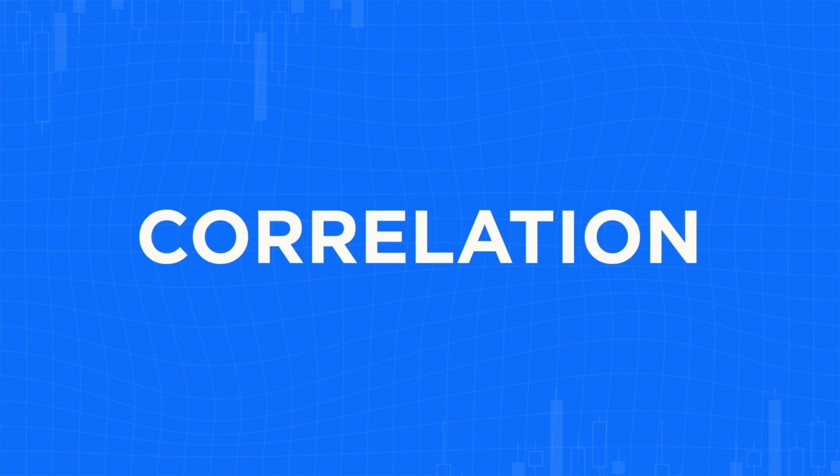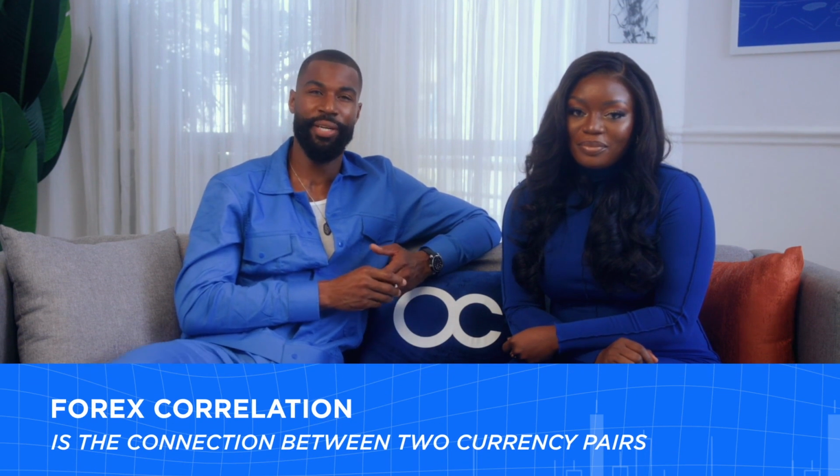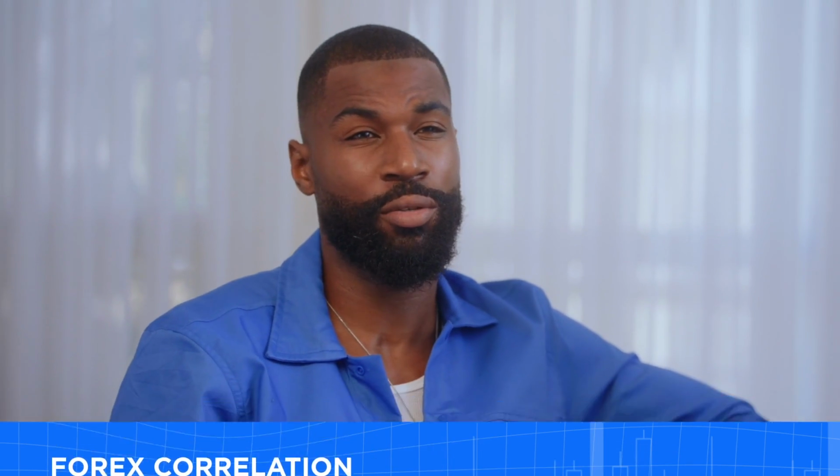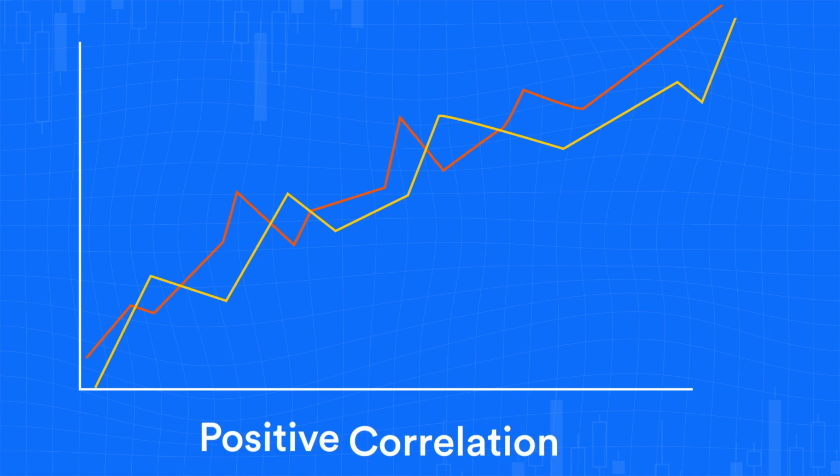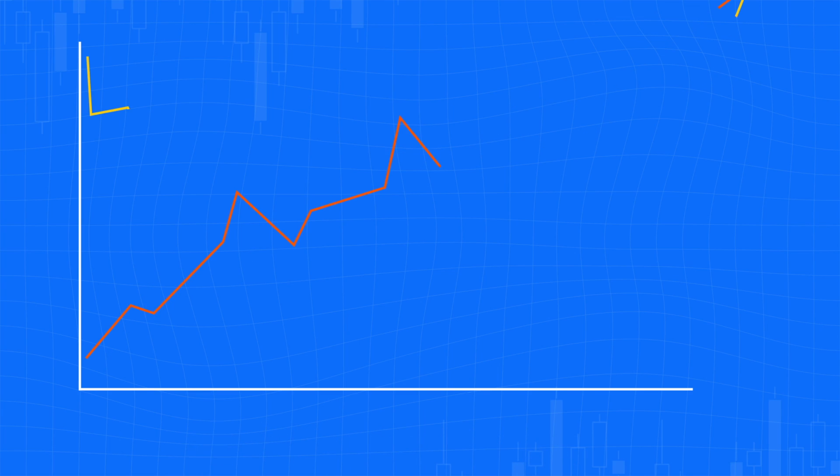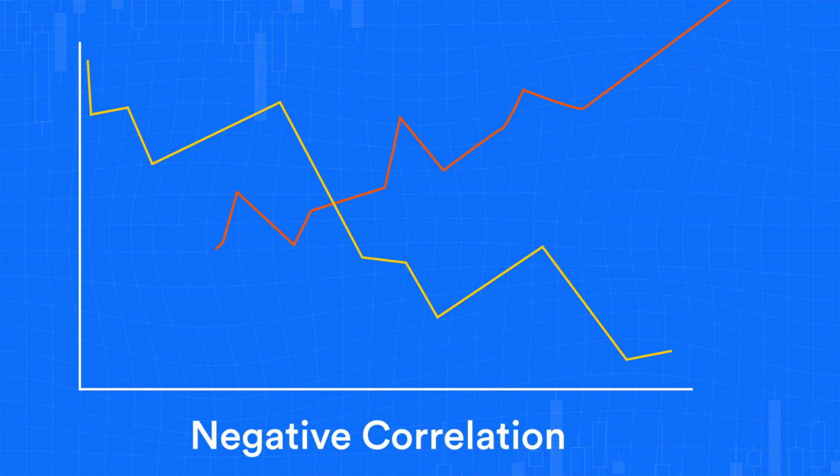The next term is correlation. Forex correlation is the connection between two currency pairs. There is a positive correlation when two pairs move in the same direction, a negative correlation when they move in the opposite direction, and no correlation if the pairs move randomly with no detectable relationship. A negative correlation can also be called an inverse correlation.